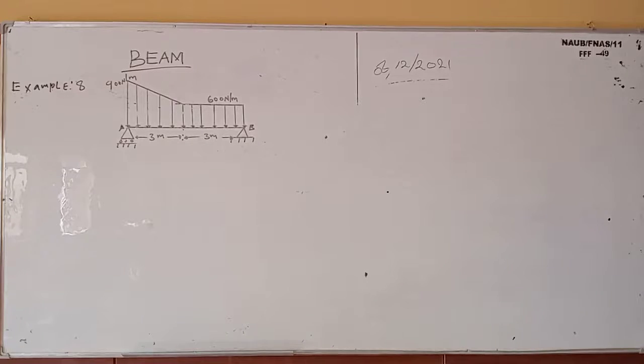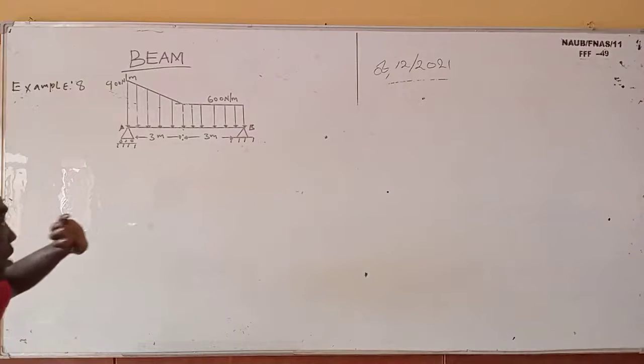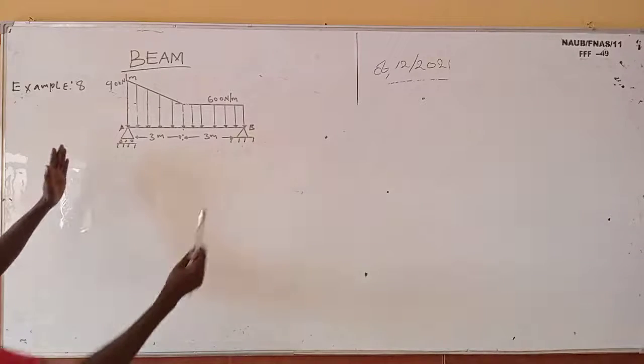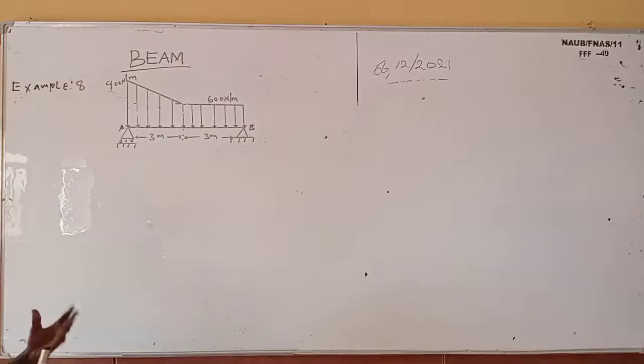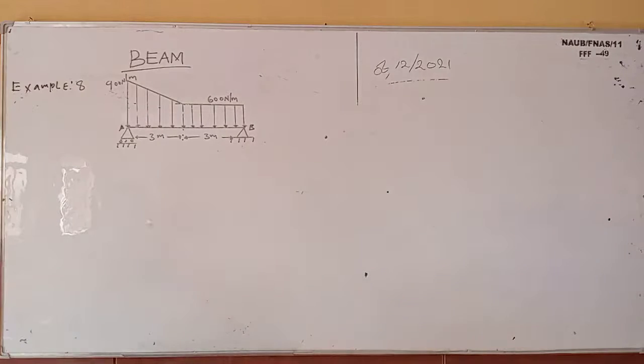Okay, we are now on example number 8. Example number 8, you can see the beam on the board. So you see it is a combination of UDL and what? VDL. That is uniform distributed load and variable distributed load.